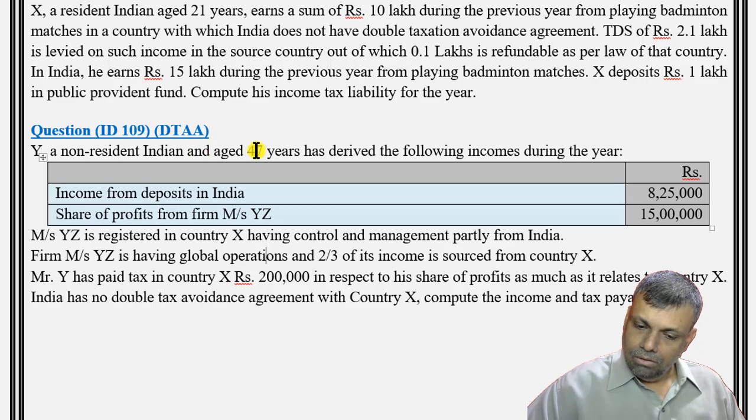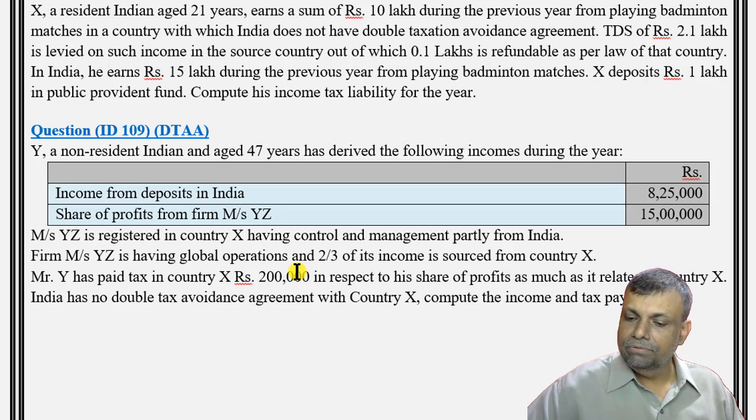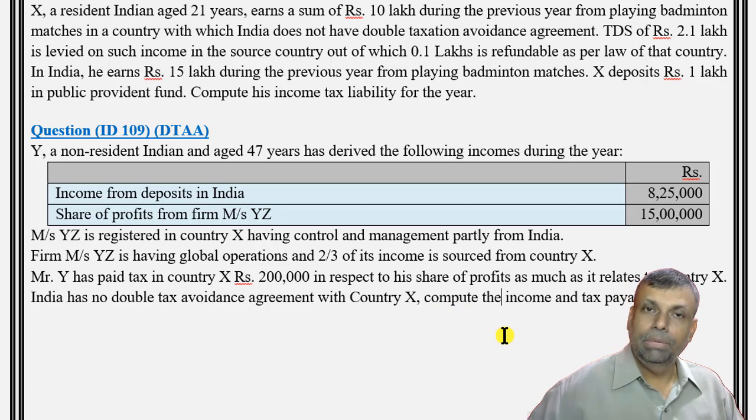Okay. Mr. Y, a non-resident Indian aged 47 years, has derived the following incomes during the year. Income from deposits in India, 8,25,000. Share of profits from the firm Messrs YZ. Messrs YZ is registered in country X, having control and management partly from India. Firm Messrs YZ has global operations and 2/3 of its income is sourced from country X. Mr. Y has paid tax in country X, rupees 2 lakhs, in respect of his share of profits as much as it relates to country X. India has no double taxation avoidance agreement with country X. Compute the income and the tax payable.